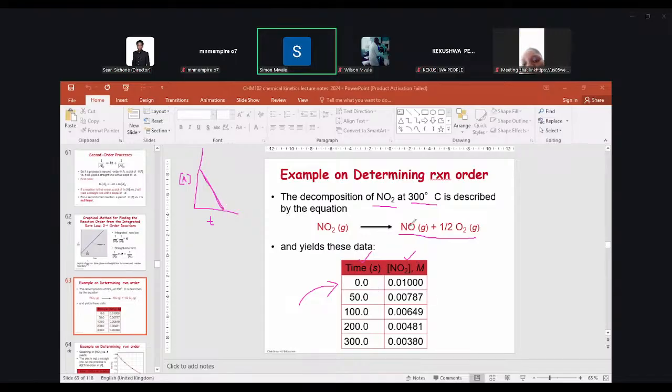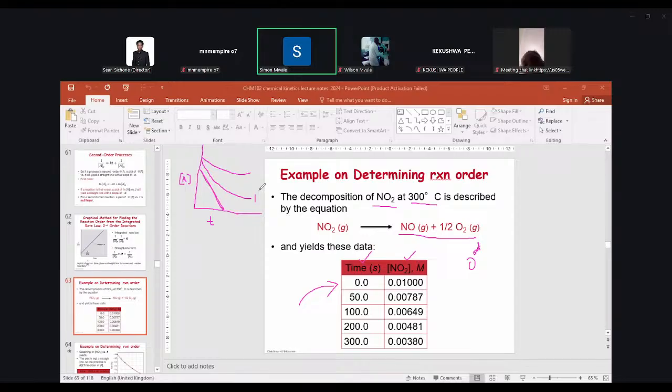then you know that this reaction is zero order. If it does not give you a straight line, then you know that it's not zero order, so you have to try the first order graph. For a first order, a plot of concentration versus time gives you a curve. And for a second order, it also gives us a curve.